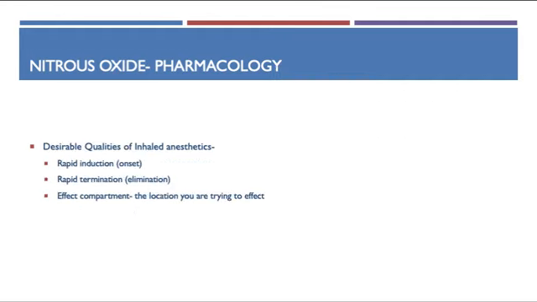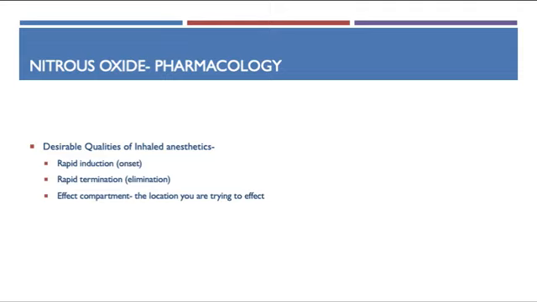Now, you'll remember from our discussion about the pharmacology of local anesthetic drugs that we said that it was imperative that local anesthetic drugs were kept from going into the bloodstream so that they didn't go throughout the body. And this helps to decrease the possibility of systemic toxicity. With nitrous oxide, we want things to be a little bit different.